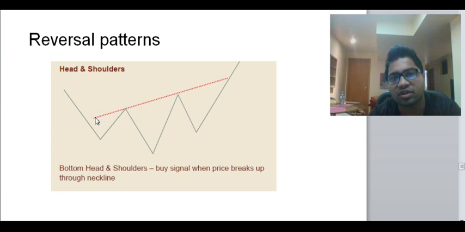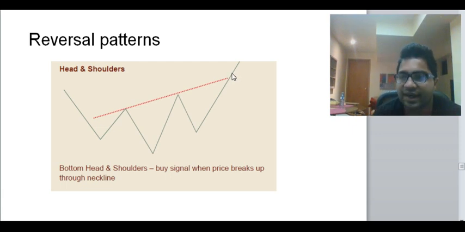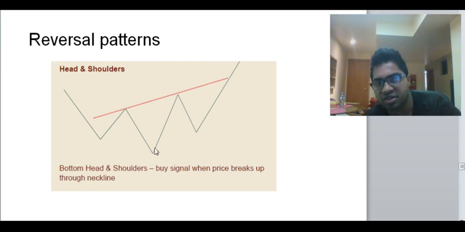Now if you draw this neckline, if you join these 2 points, you create a neckline. If the stock breaks this neckline with volume, it is generally considered that the trend is reversing. So if it was a downward trend, now an upward trend is starting.